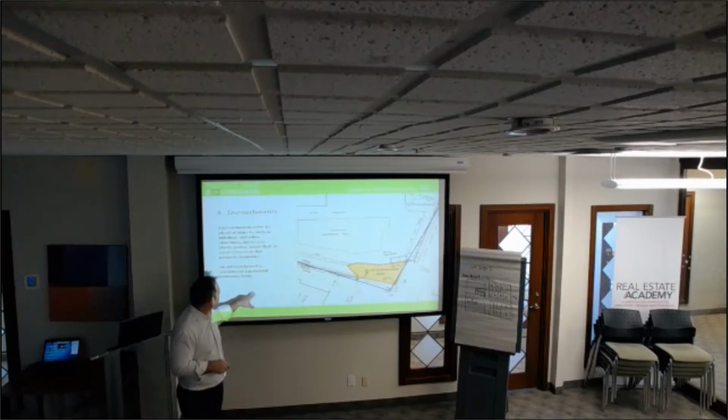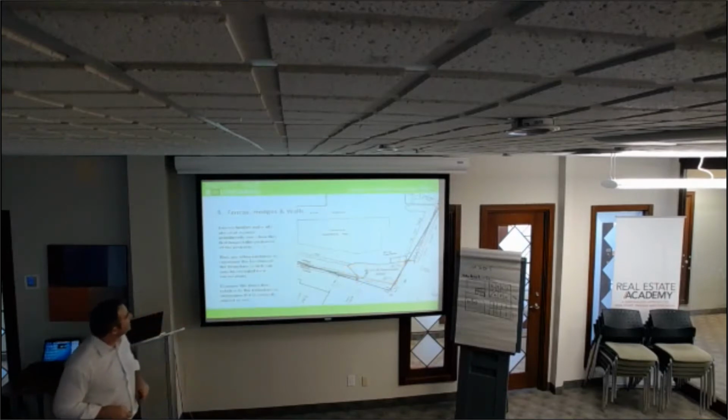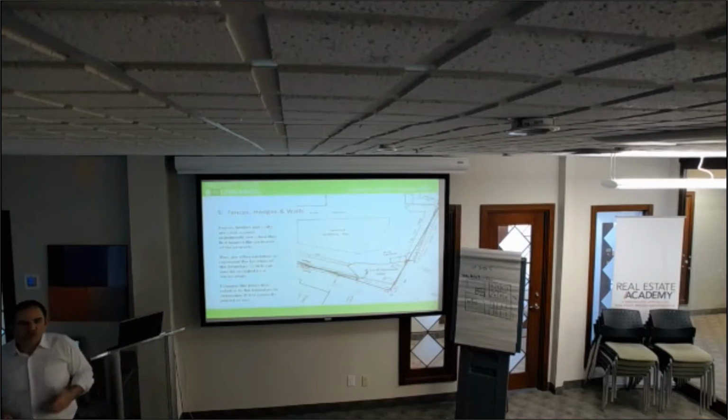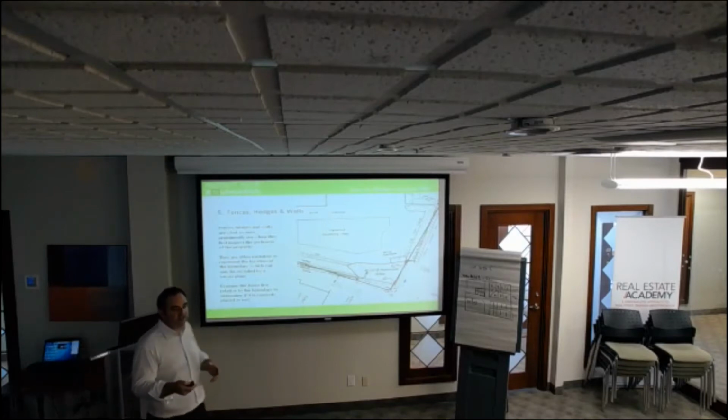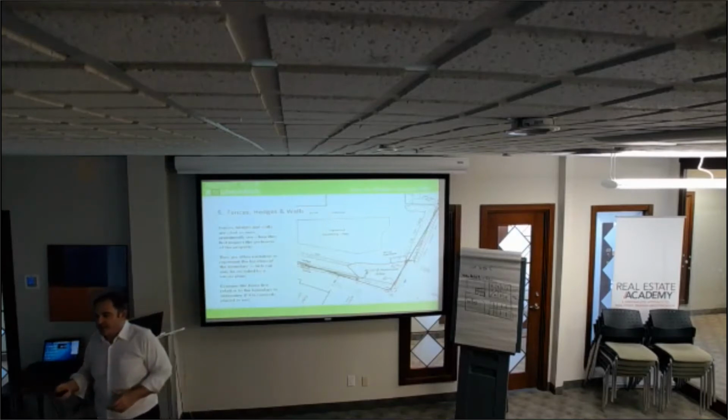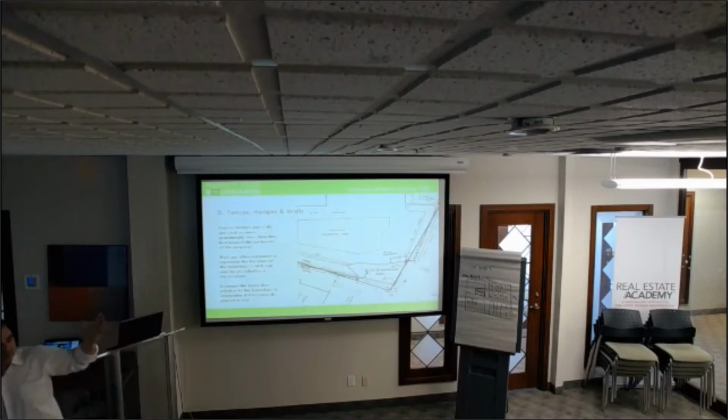Especially given that, as we go to the next one, fences, hedges, and walls. Fences, hedges, and walls should be on the property line. Can anyone hazard a guess as to what percentage of fences in the GTA are not on the boundary? Percentages? 60? 30? 90? 90?